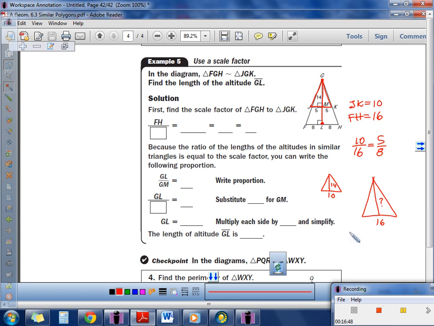I'll do my unknown on top. I'll call it x. And x corresponds to 14. Similarly, this unknown one's on top, so I need this on top as well. So 16 over 10. I can now cross multiply. When I cross multiply, I get x is 22.4. And there are no units on the answer, so we're good to go there.